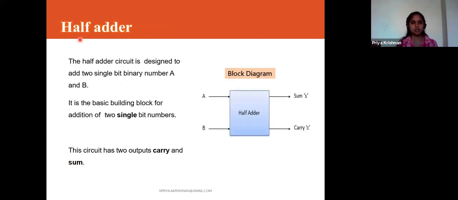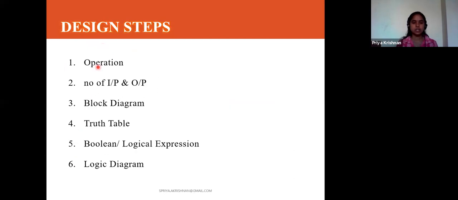So the first comes the half adder. What is the idea for the first one? The idea is I want to add. For the first one, the answer is I want to do the addition operation. And what is my second question? How many inputs and how many outputs? Half adder will add 2 inputs.